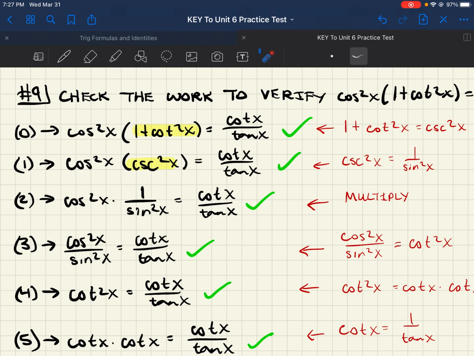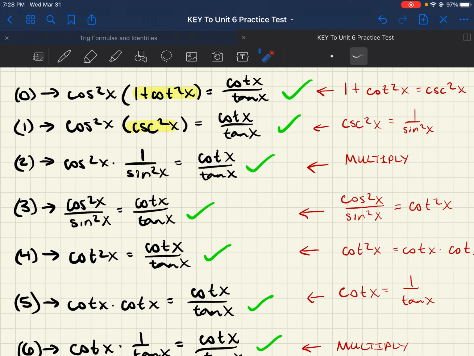Line 1. This student is saying that 1 plus cotangent squared is equal to cosecant squared. That's correct. That's one of our Pythagorean identities. In line 2, the student is saying that cosecant squared is 1 over sine squared. That is also correct. In line 3, they went ahead and multiplied cosine squared times 1 over sine squared to get cosine squared over sine squared. This is good. Remember, if you need to, imagine that cosine squared over 1. It'll help with the multiplying.